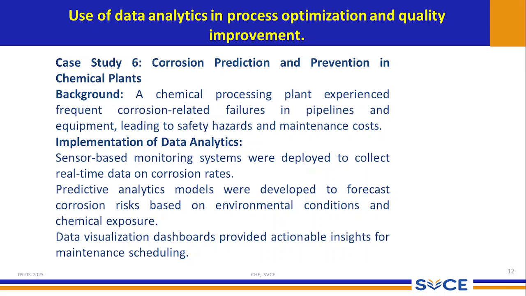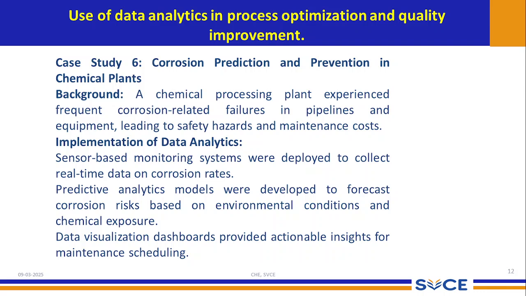Okay, so the chemical processing plant experienced frequent corrosion-related failures in pipelines and equipment, leading to safety hazards and maintenance costs. So safety: obviously if the thickness of the material is reduced because of corrosion, it will not be able to withstand the load. There may be a blast if the pressure is higher, and a buckling effect will take place. This all leads to a safety hazard. So please keep in mind, we need to look at this perspective in a very sensitive manner, from a chemical engineering perspective.